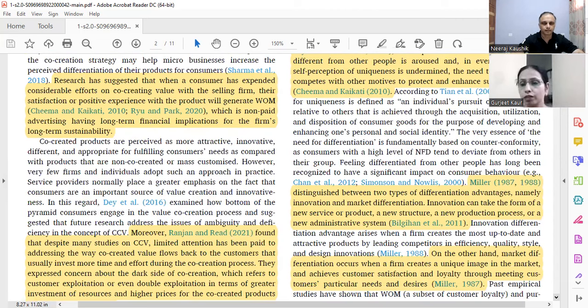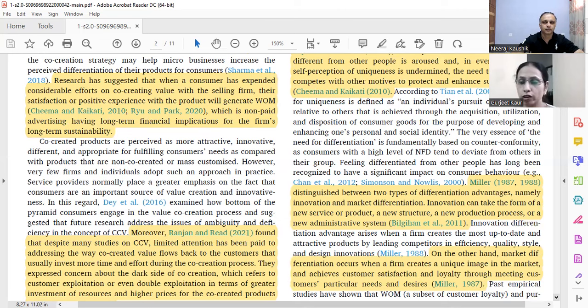Second is the market differentiation. Now, market differentiation, when you talk about, this is the image, the reputation of the service provider, right? So when we say need for differentiation, it could be in the form of innovation differentiation, it could be in the form of market differentiation also.